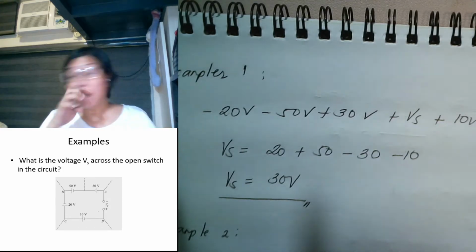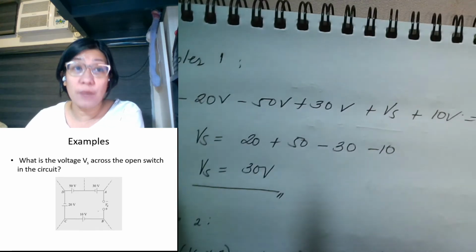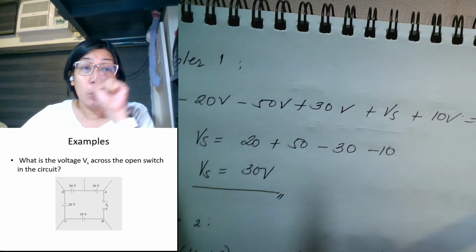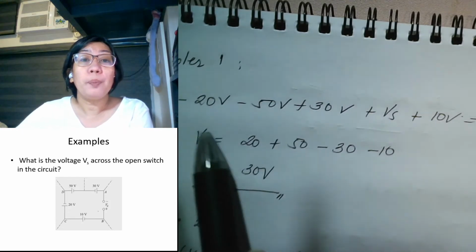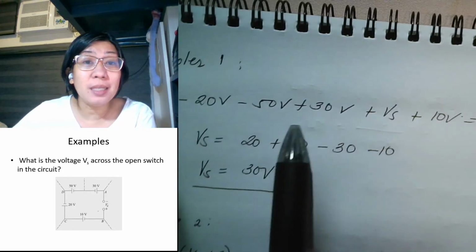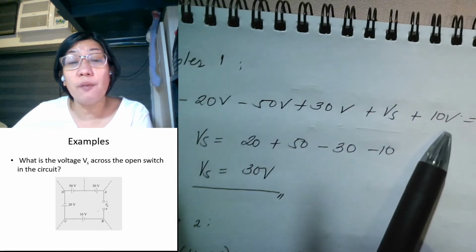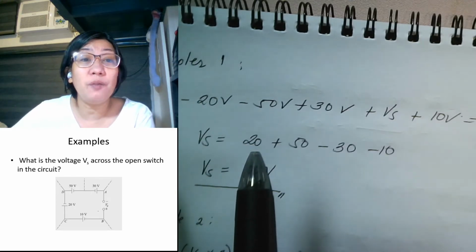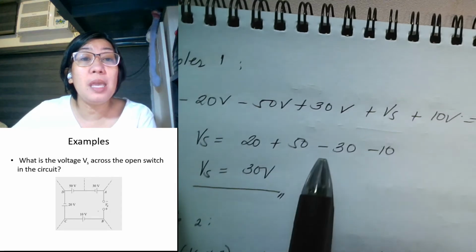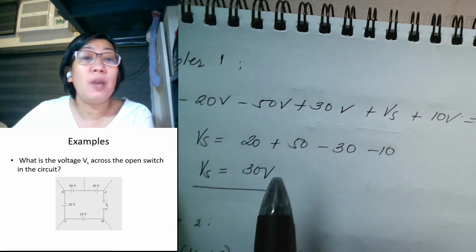So, we have only one unknown. What is our unknown? Our unknown is Vs, and we have one equation. Therefore, this problem can easily be solved. Solving for Vs, leaving Vs on one side of your equation and transferring all the others to the other side, that will give us positive 20, plus 50, minus 30, minus 10. Therefore, we have positive 30 volts.